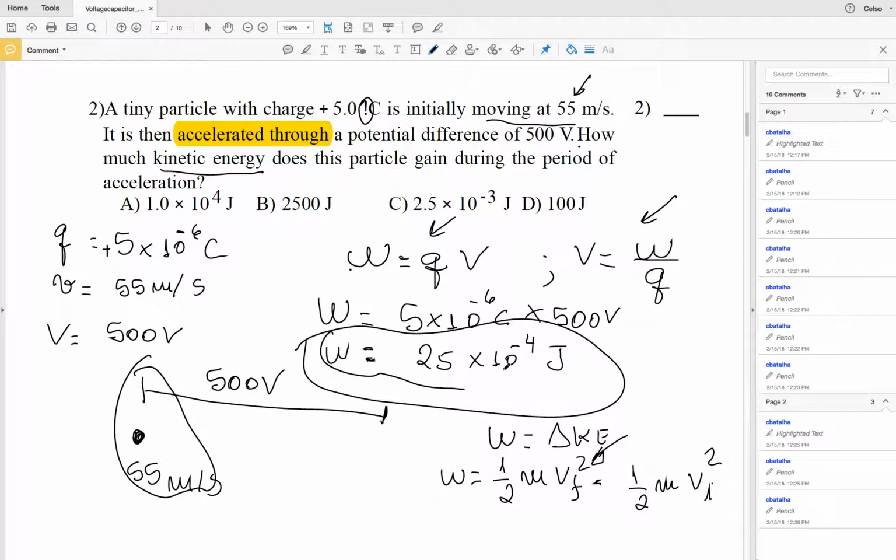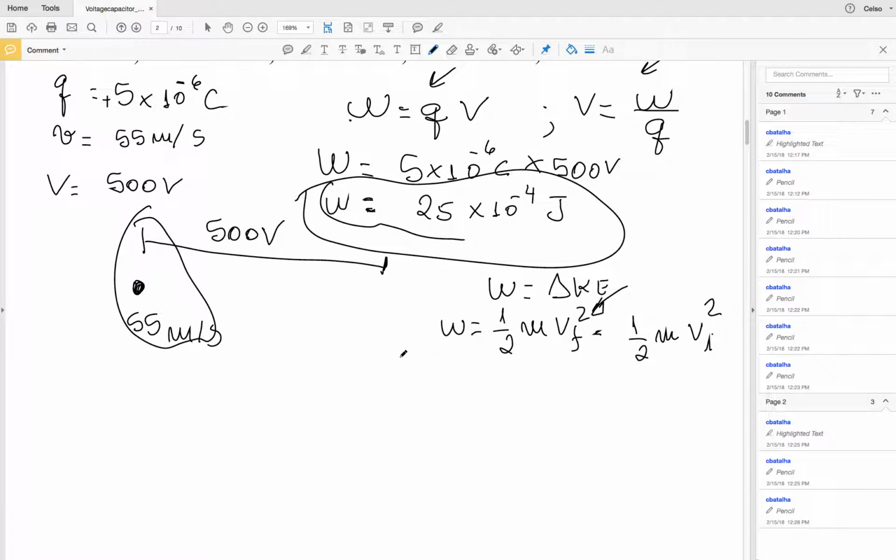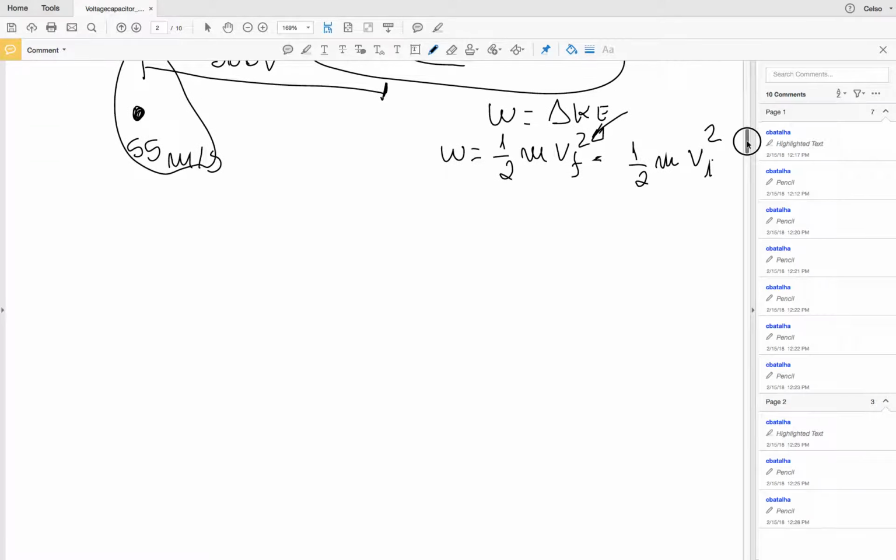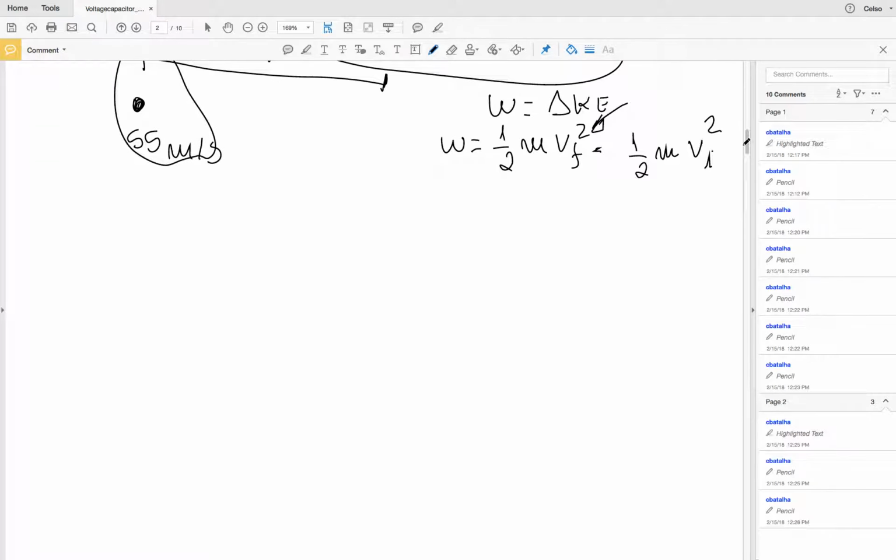Now, if I asked you what's the particle speed after it passes this region that has 500 volts, if I had asked you that, what would you do? Say it again. It's being taped. Don't forget. Yes. Okay. What would you do? What would you do? Come on. You scared her?